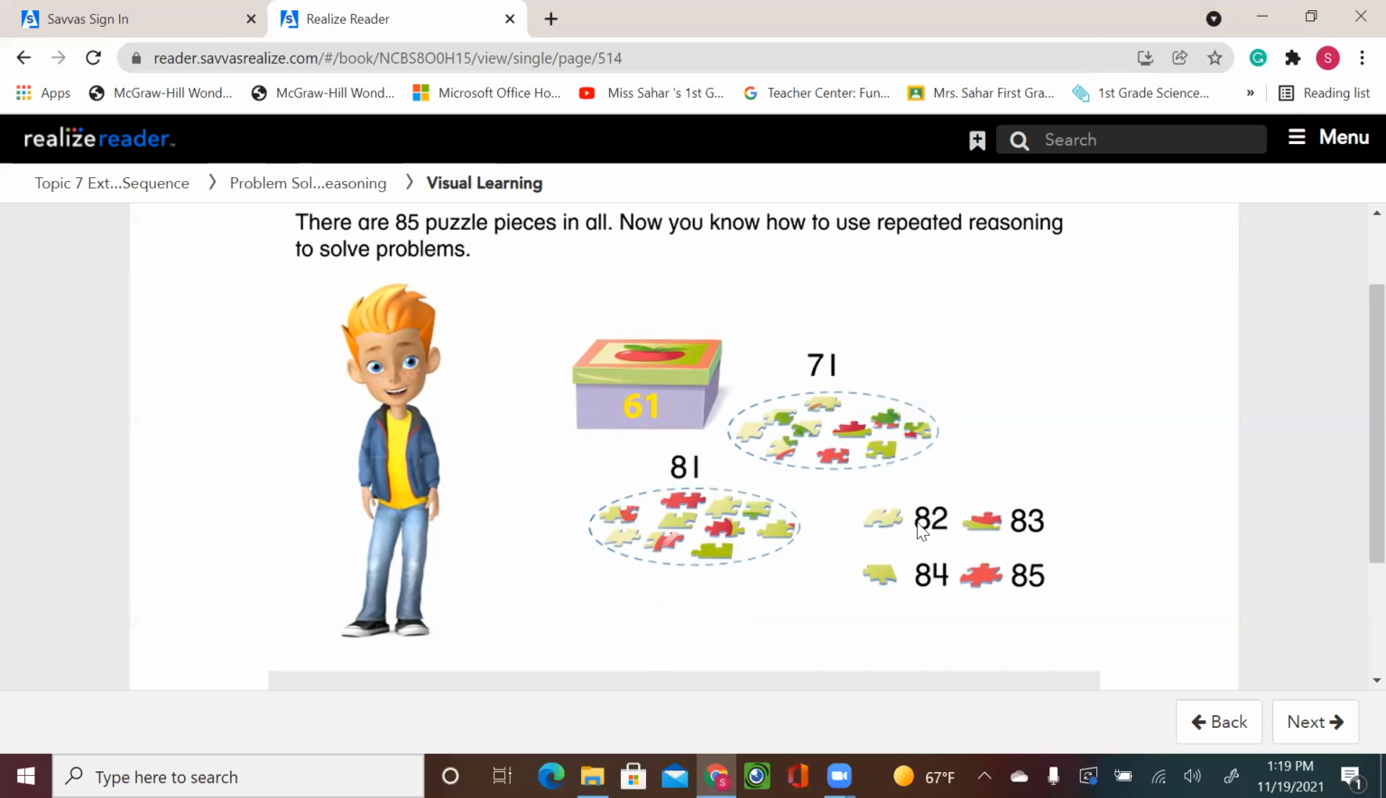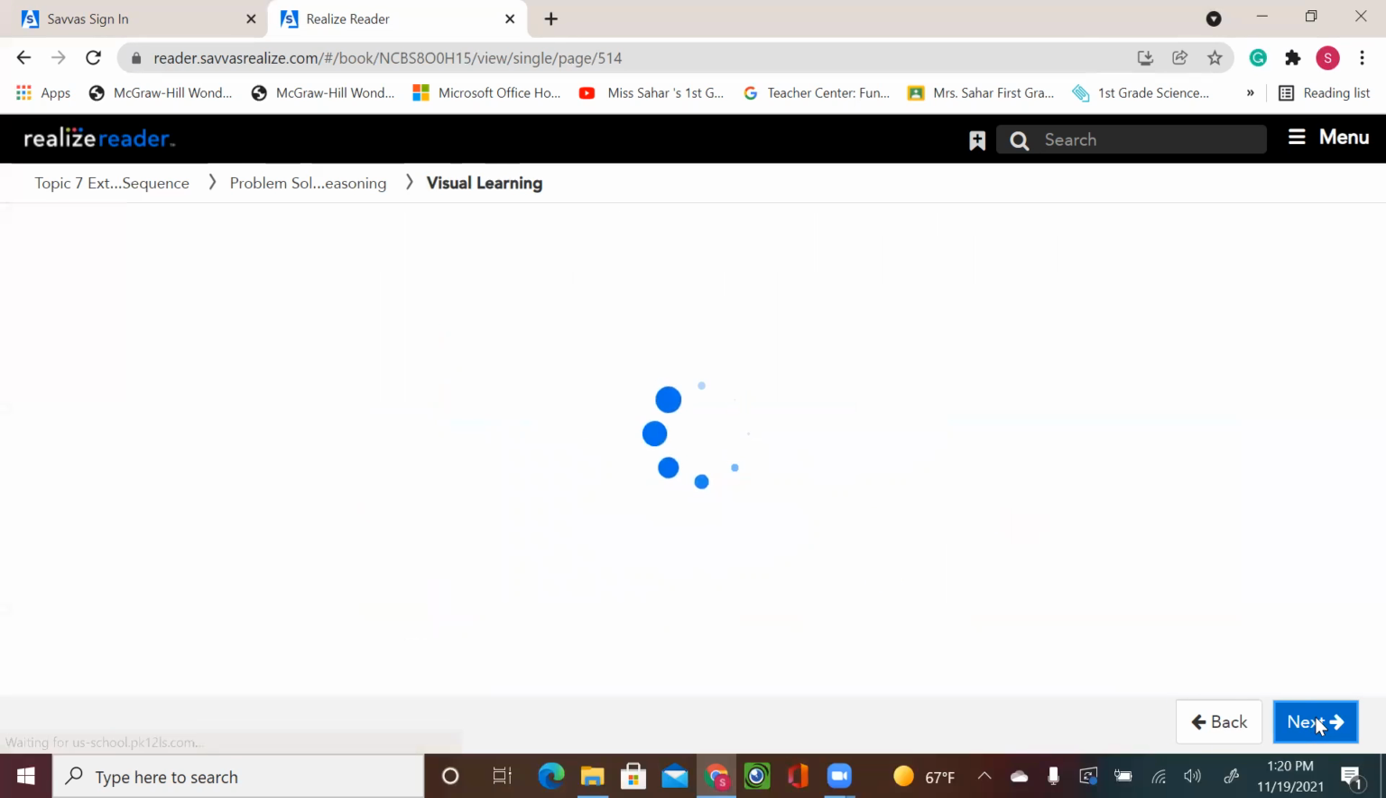So 81, plus 1 is 82, 83, 84, 85. Now I know that there are 85 pieces of puzzle in all, some in the box and some out of the box. All right, let's see our guided practice, page 310.